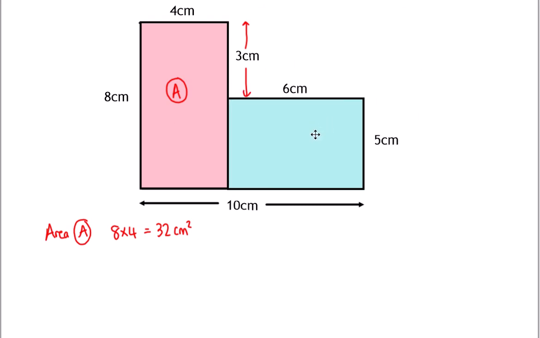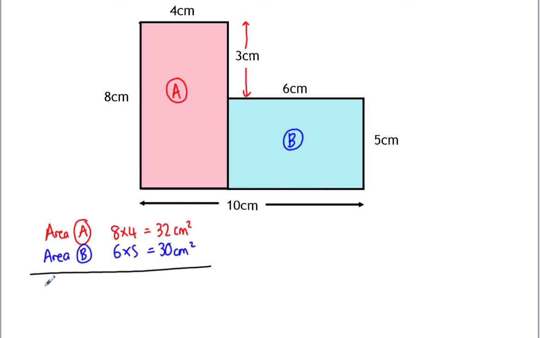So to find the area of the blue rectangle, I'll label it B. So area B is 6 times 5, which is 30 centimeters squared. And then to get the total area, you add them together, which would be 62 centimeters squared.